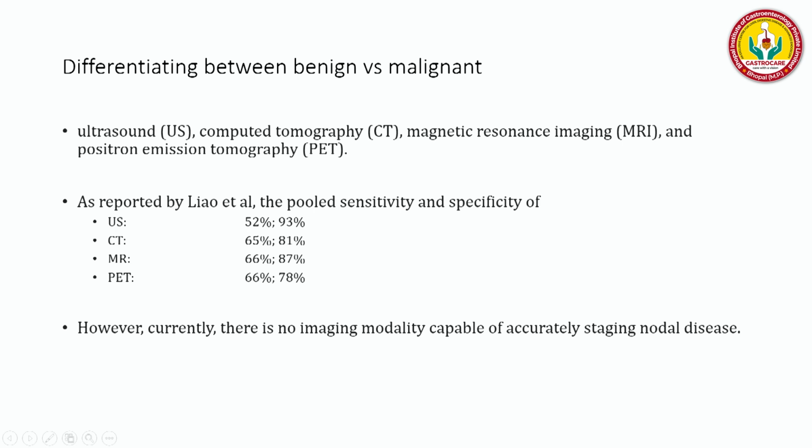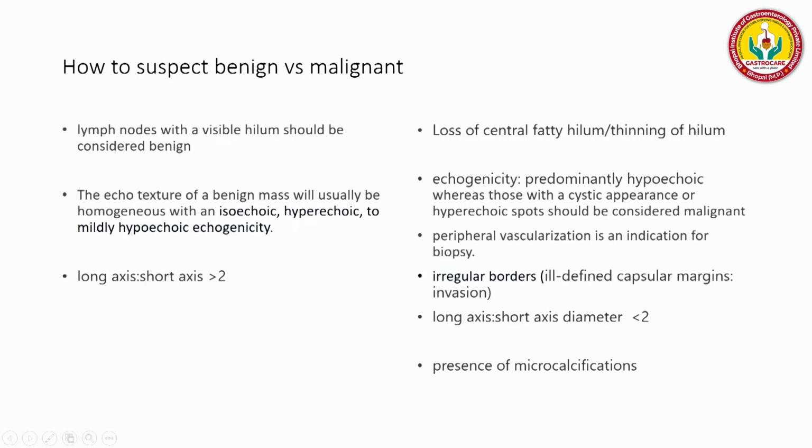So all the imaging technology, if you put together ultrasound, CT, MR, PET, the sensitivity and specificity ranges from 50 to 90% depending on the operator and depending on the technique. But there is no imaging modality which can accurately diagnose, on just one basis, that this patient has this disease. So how to suspect benign versus malignant?